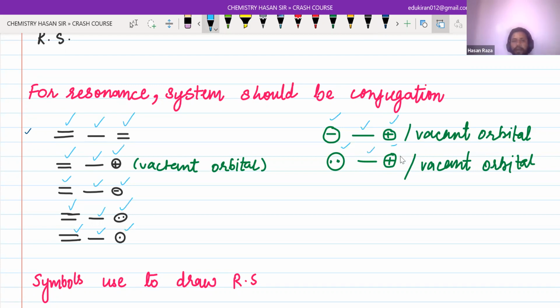that means vacant orbital. If in a compound you get this conjugation, then there will be resonance. Pi sigma pi, pi sigma vacant orbital, pi sigma negative charge, pi sigma lone pair, pi sigma free radical, or negative sigma positive, lone pair sigma positive. Positive, that means vacant orbital. So if you are getting any one of these conjugations in a compound, then there will be a resonance. Is that clear?